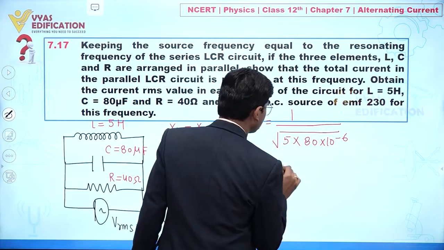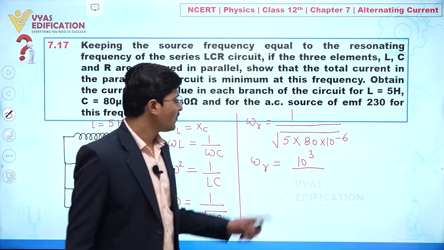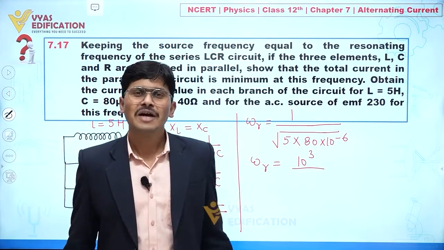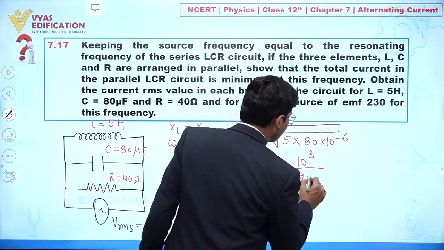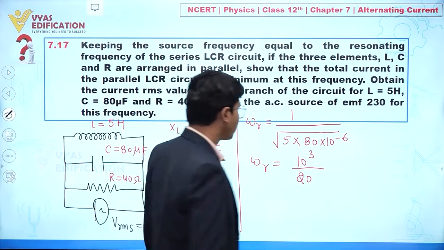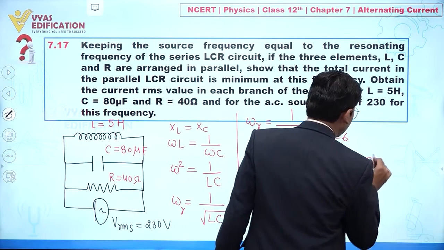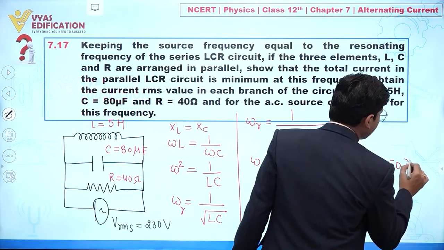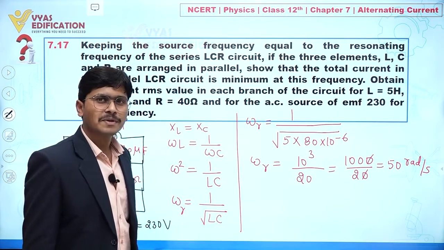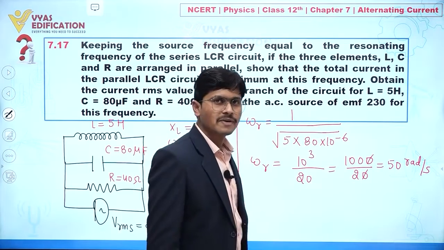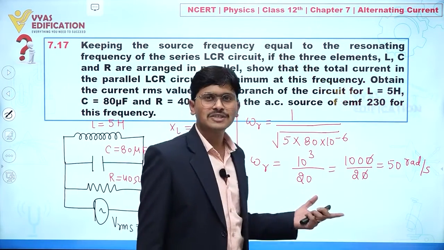So we can write omega R equal to 10 to the power 3 divided by the square root of 5 multiplied by 80. 5 multiplied by 80 is equal to 400, and if you take the square root, this is equal to 20. So omega R is 1000 divided by 20, which is equal to 50 radian per second. This is the value of the resonant frequency.